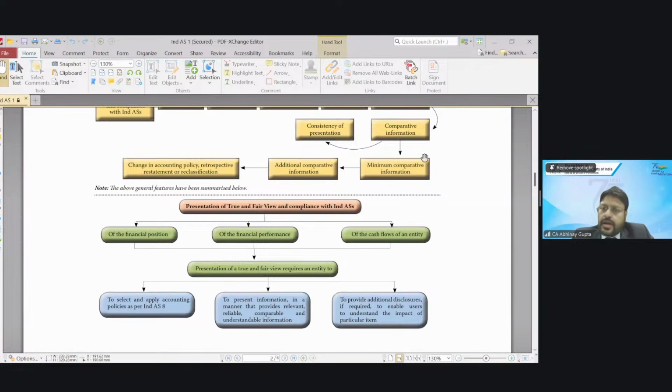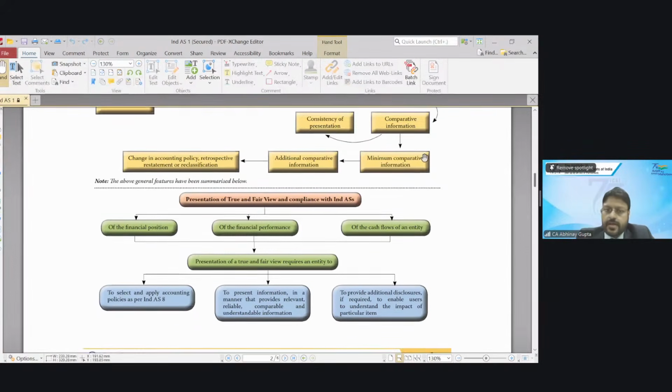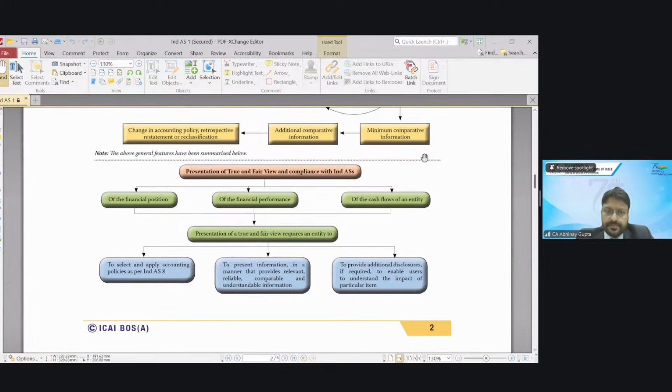Comparative information, I already mentioned that we need to give anyway, right? Because we present two columnar balance sheet, two columnar profit and loss, two columnar cash flow statement, right? And all the notes, right? So this is the common practice which we have been doing since ages.